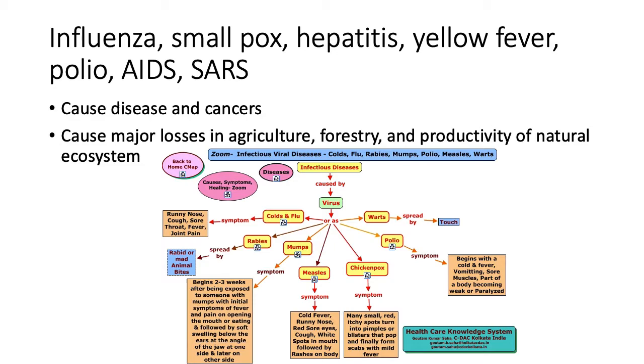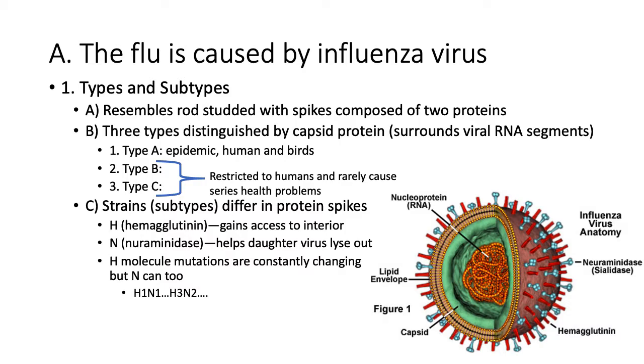So the first virus I want to talk about in depth is the influenza virus. The flu is caused by influenza. Influenza has different types and subtypes. You'll notice that they have names like H1N1 or H3N2, and that has everything to do with these two types of proteins that are like rods and spikes on the outside, and the ratio of those. They're also distinguished by their capsid protein. So type A is the epidemic one that can be transferred among humans and birds. Type B and C are strictly human and rarely cause any serious health problems. So A is the big one you've got to worry about.